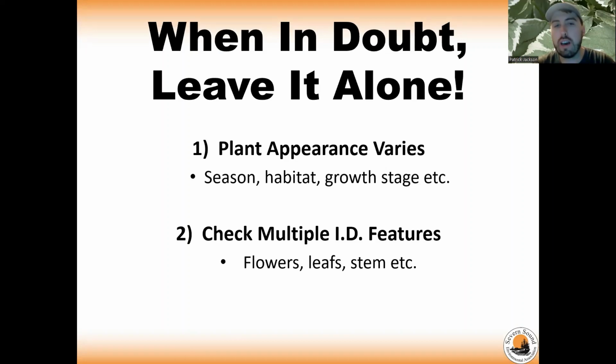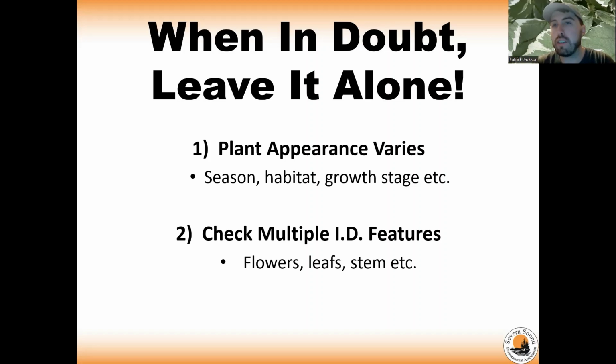It's really tricky, plant ID, because plant appearance can vary quite a bit depending on season, habitat, growth stage. There's a whole bunch of variables. Poison ivy, for example, typically has 3 leaves, but potentially one of the leaves is fallen off from weather or time of year. So it can really vary. And then another thing that's really important when you're trying to break down a plant ID, you want to get multiple ID features and not just rely on a single ID feature.